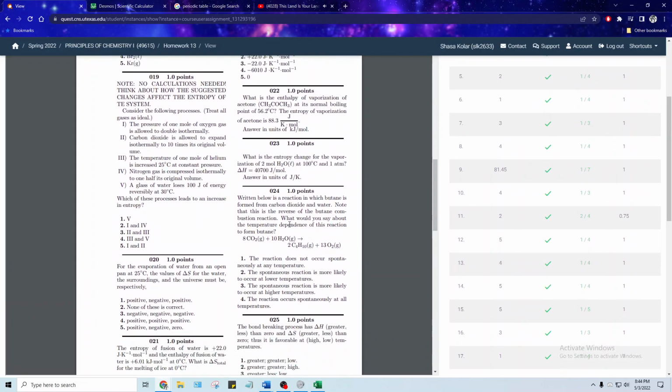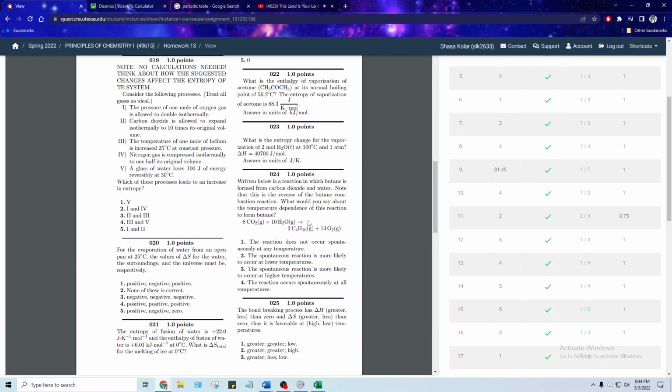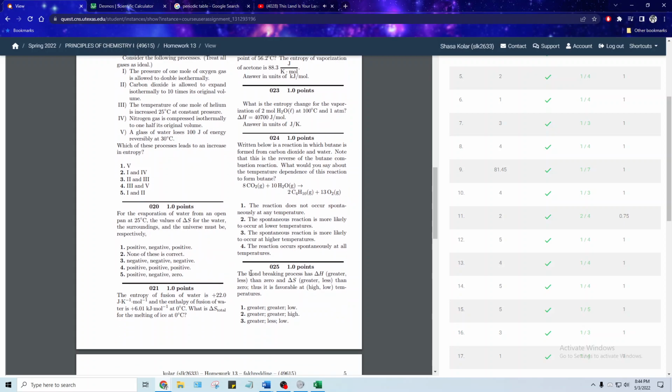So losing heat equals negative delta S. Turning into a gas is positive. And then if it's happening spontaneously, delta S universe is positive. That's not too complicated, I hope.